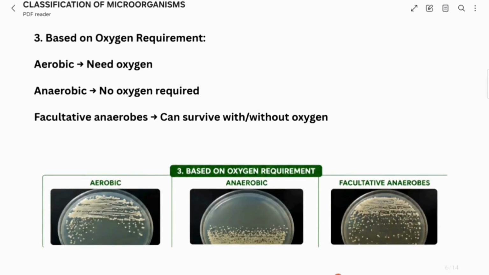Now based on oxygen requirement, the bacteria which require oxygen are called aerobic. The bacteria which do not require oxygen are called anaerobic. Some bacteria are called facultative anaerobes. They can survive with or without oxygen.